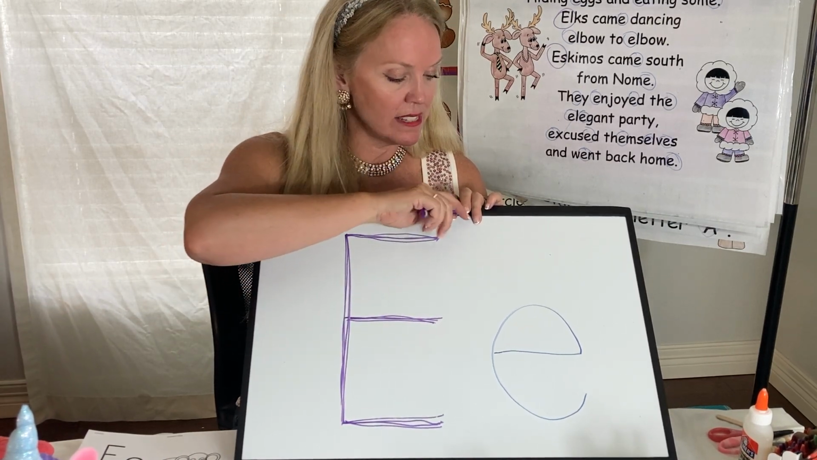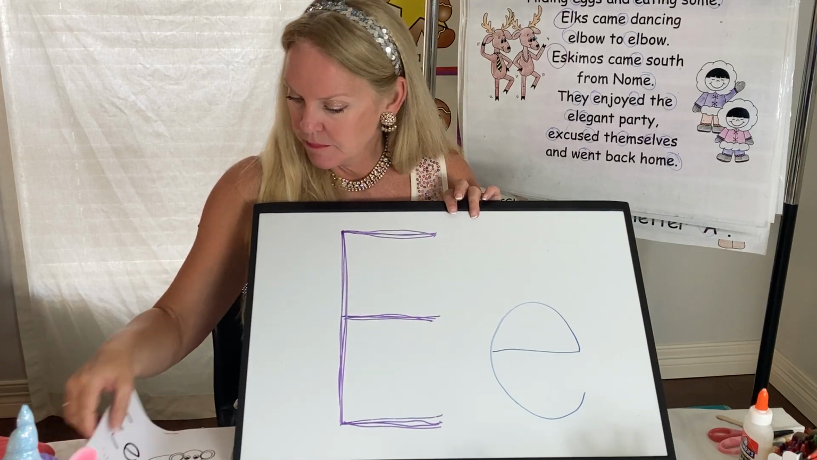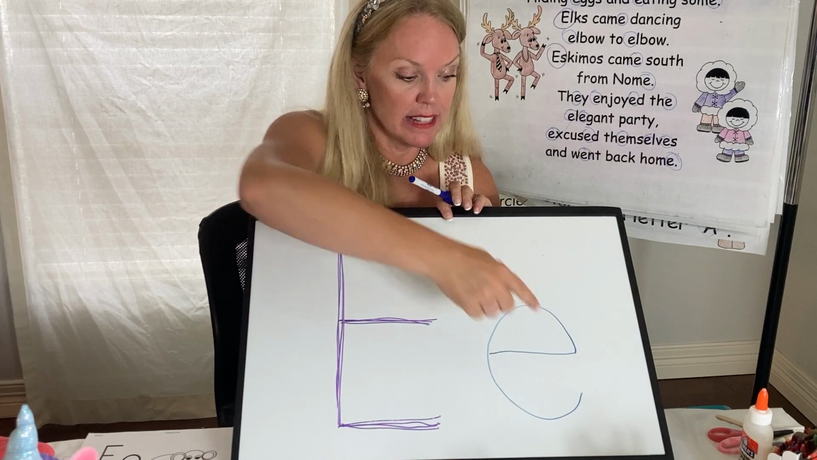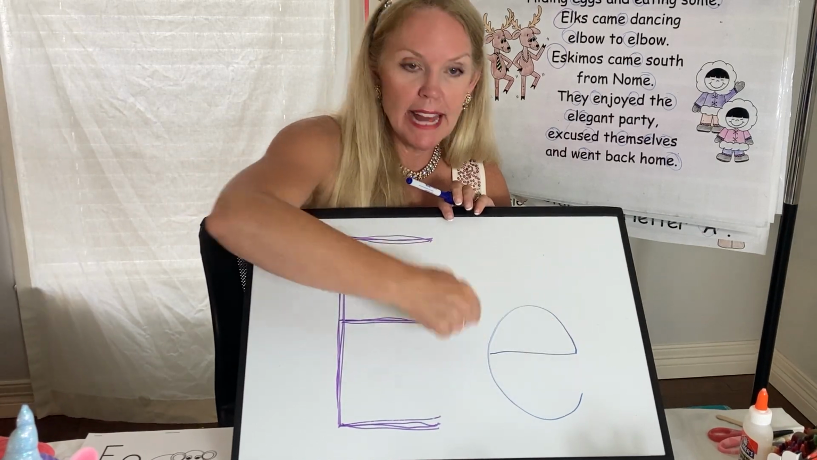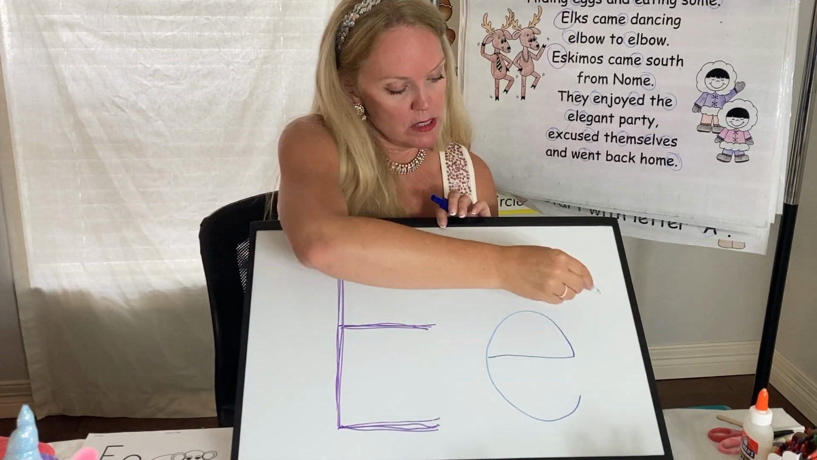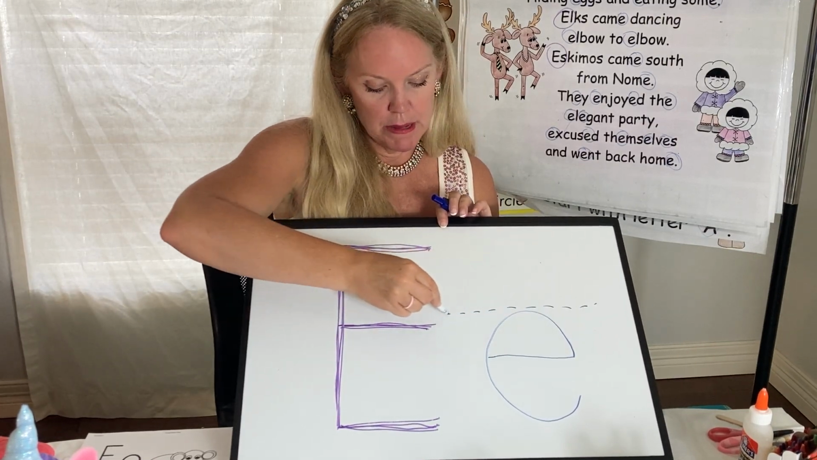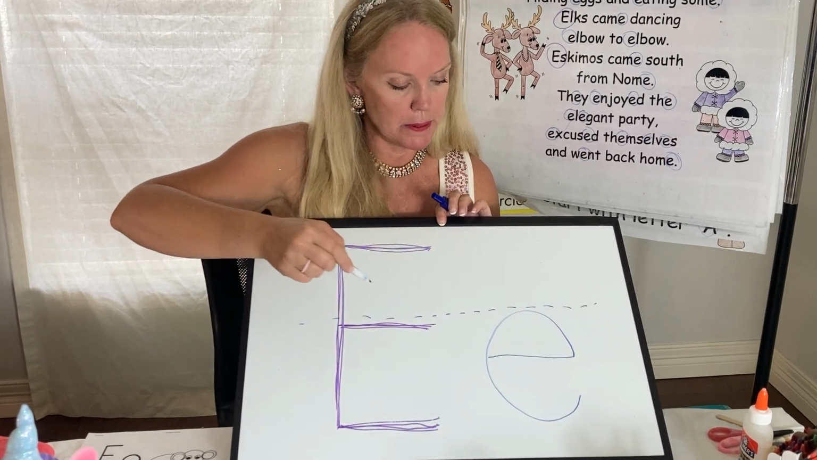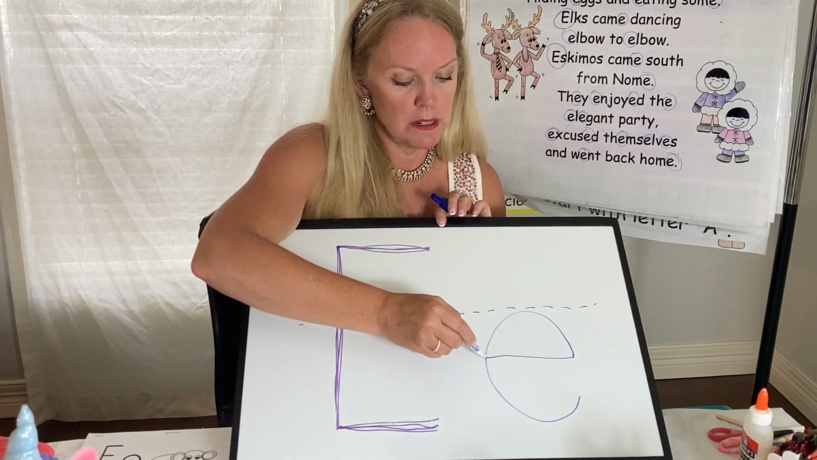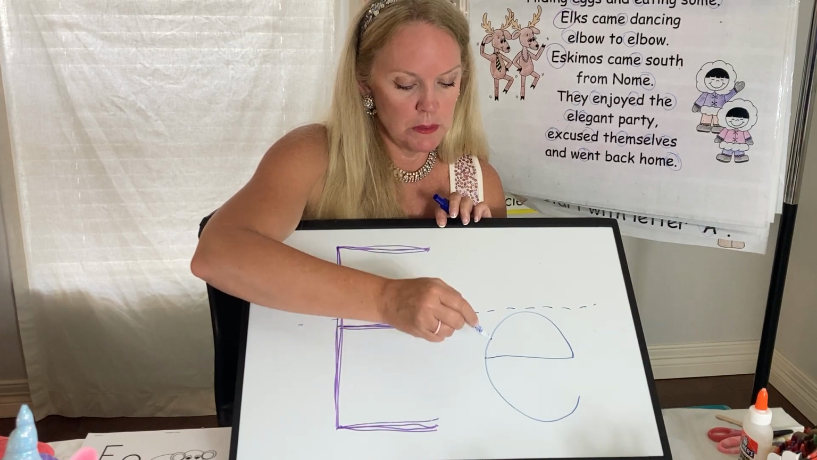Now let's trace our lowercase e. Our lowercase e to me looks like the letter C with a line in the middle. How cool is that? So if my dotted line, the middle line, is there, you'll see on your paper, we have to start lower than that. We're going to do our line first.